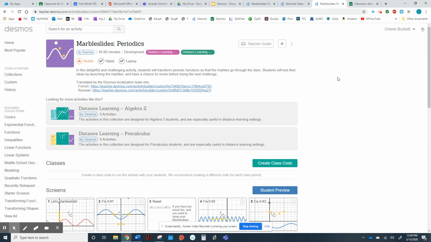So anyway, that's what it was: polygraphs and marble slides. Two pretty fun activities that will check your students' understanding of what it is they've just learned. Great review games.